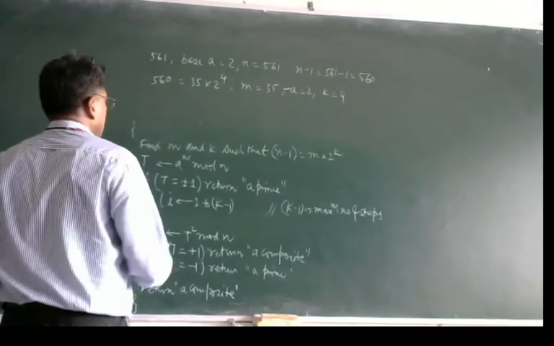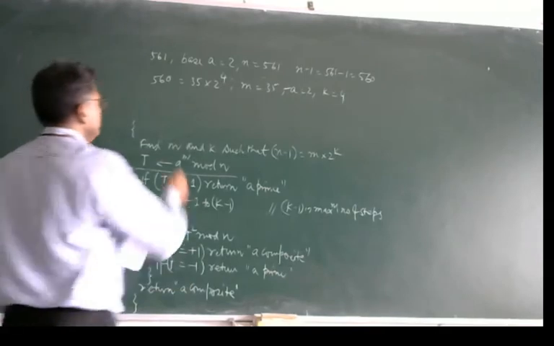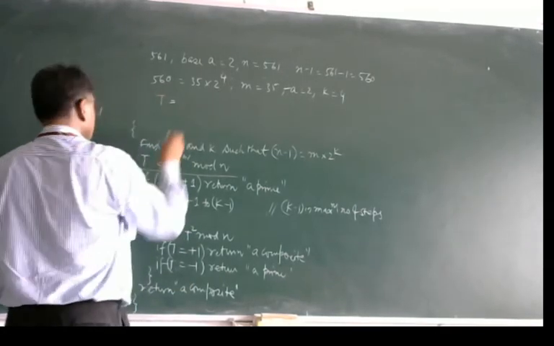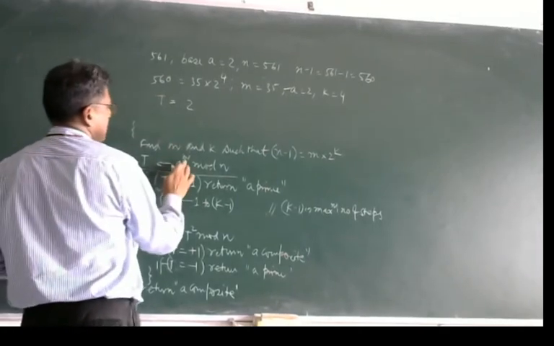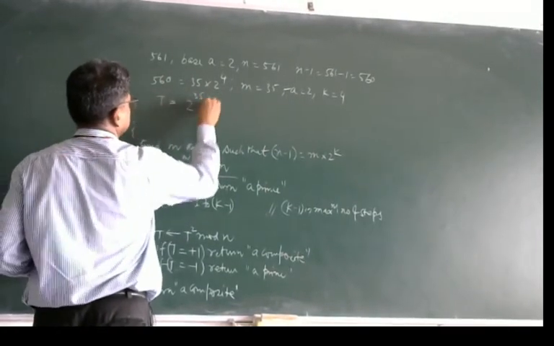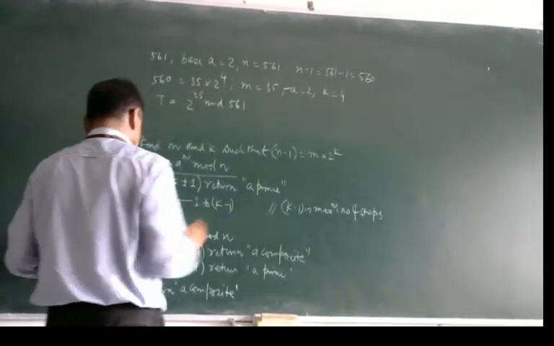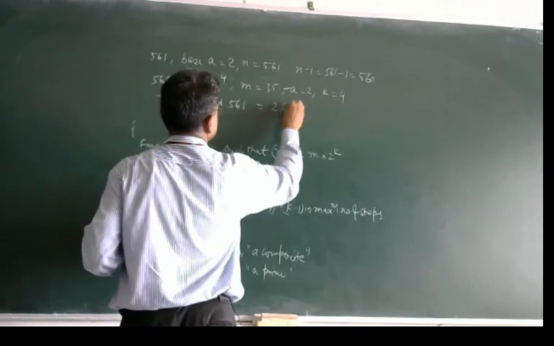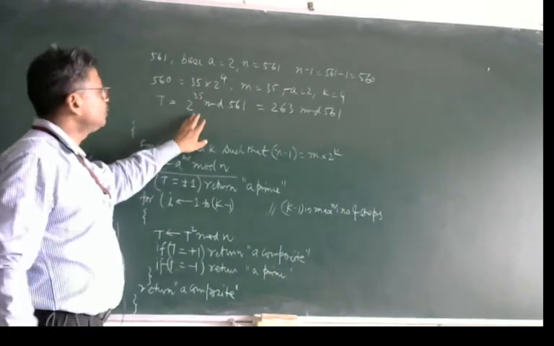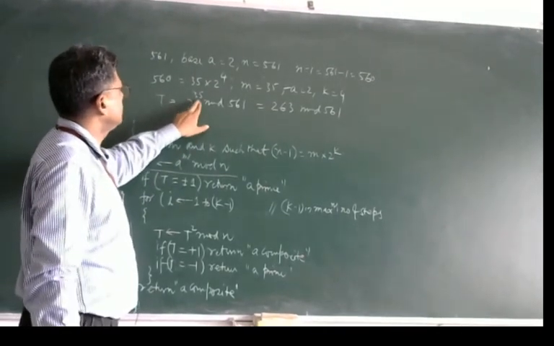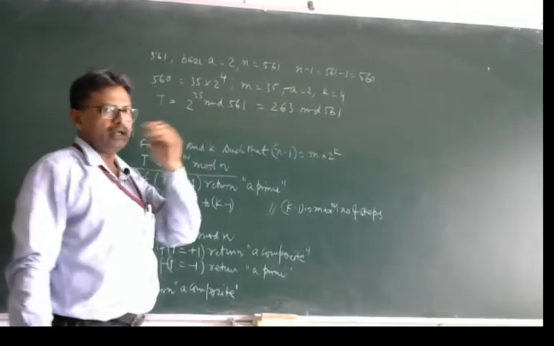So first of all, we do the initialization process and try to compute the value of t. The value of t will be equal to 2 to the power m. So a is 2, m is 35. So 2 to the power 35 mod 561, and that value comes around 263 mod 561. I have already calculated it, just not to waste time. If you consider 2 to the power 35 and you take the mod value of 561, you will be getting 263.